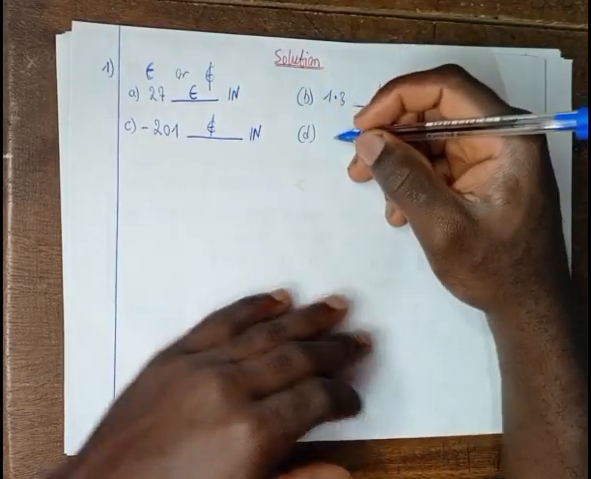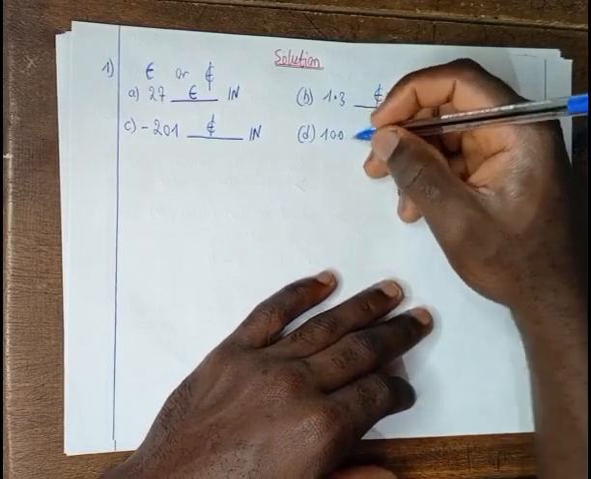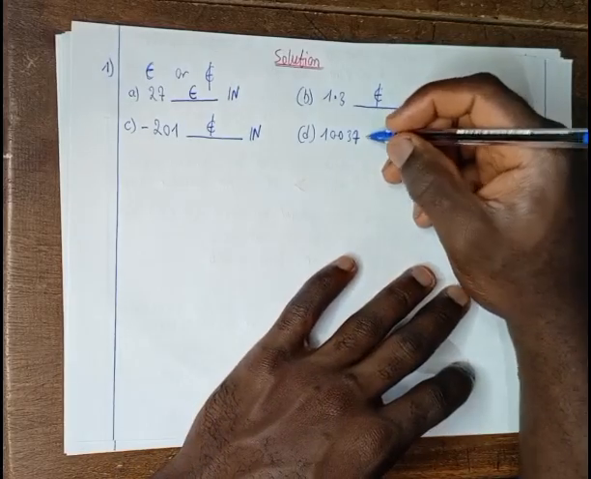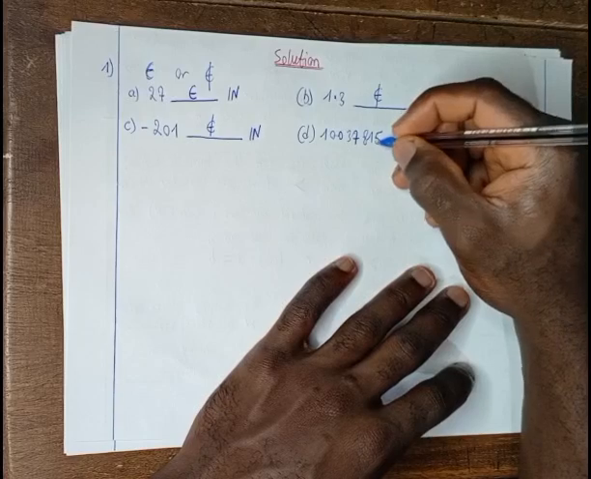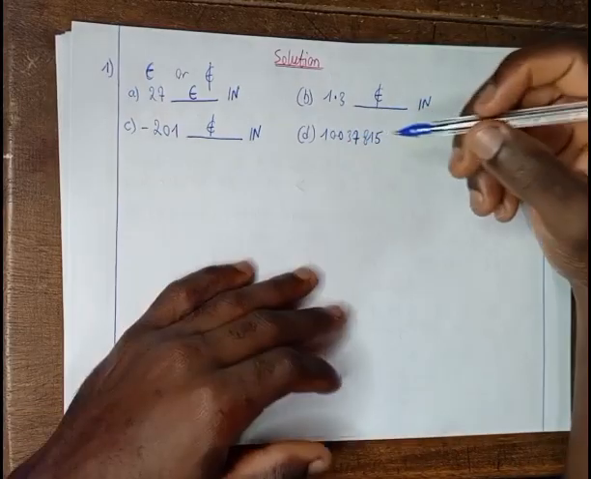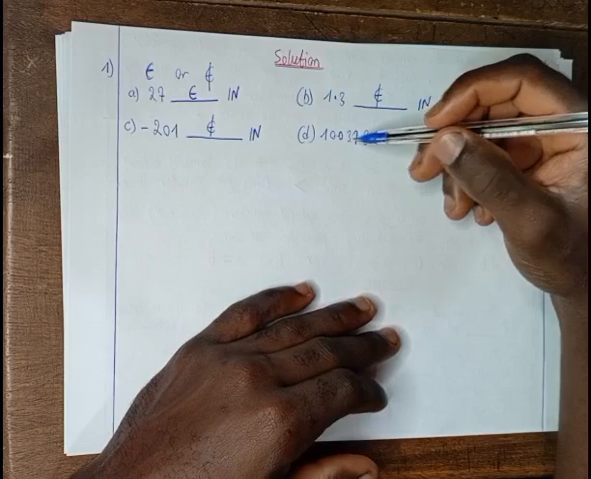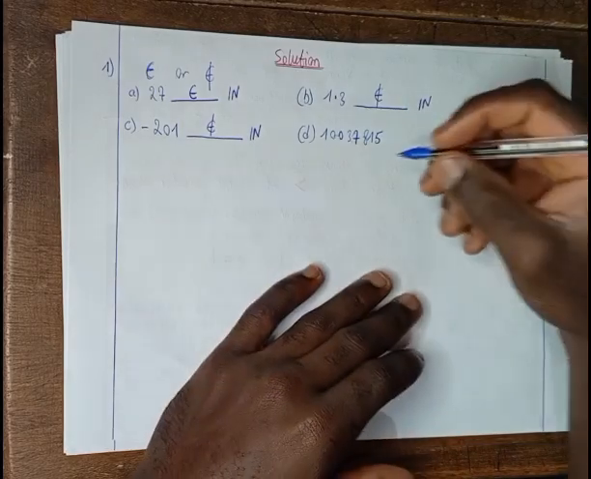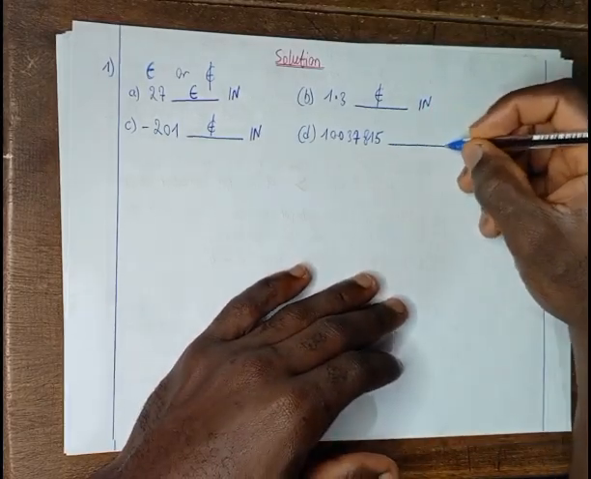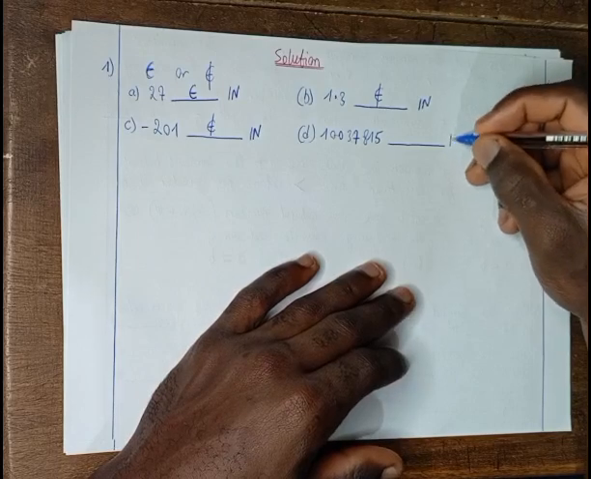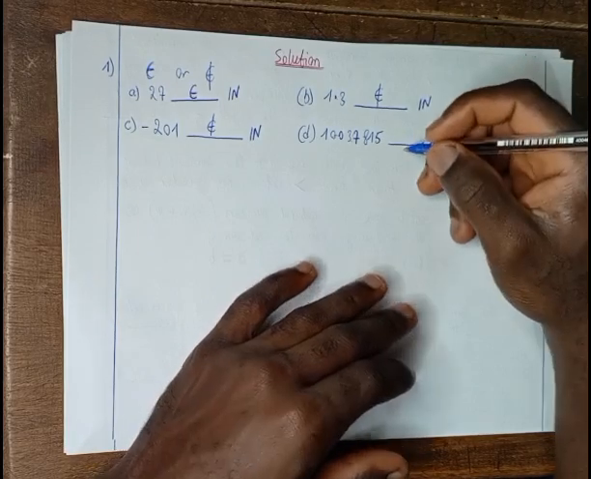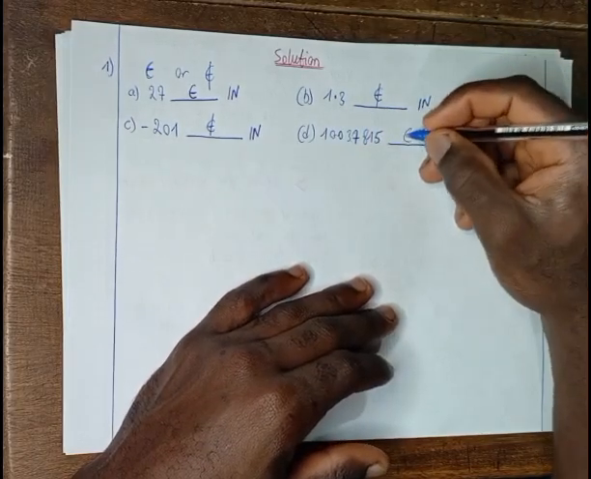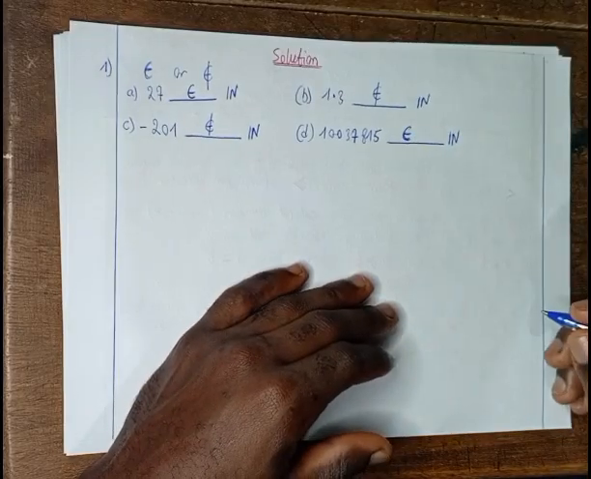For D, we have the number 10,037,815. We have the empty space, set of natural numbers. Next, we know this number is a positive whole number, therefore it belongs to the set of natural numbers.